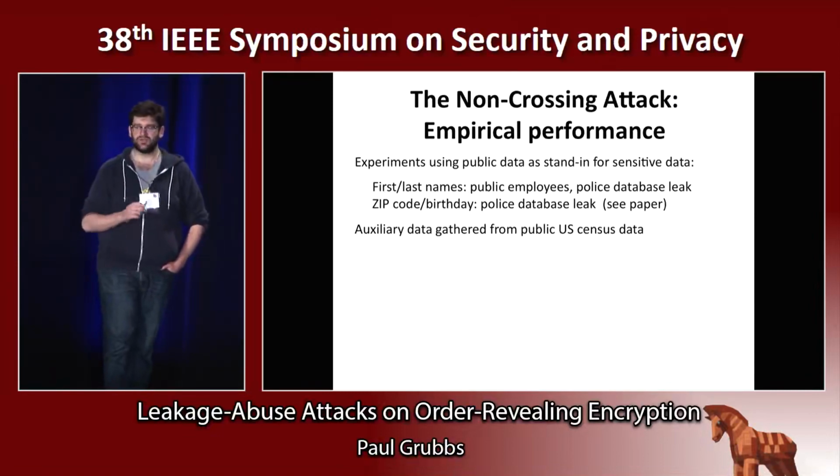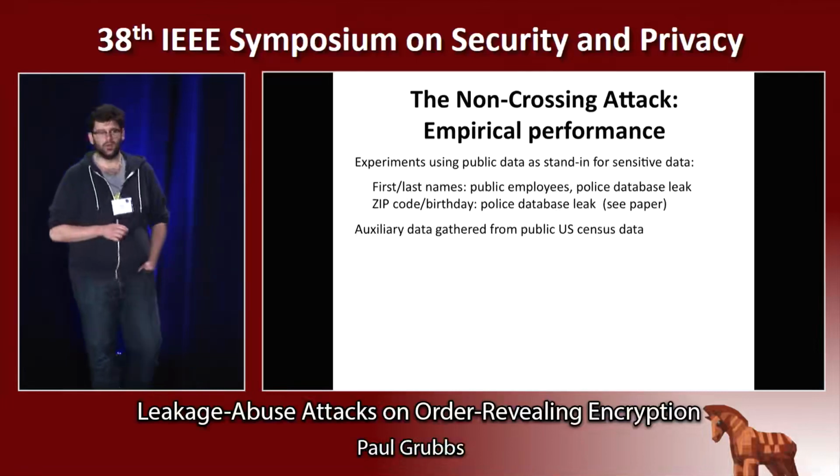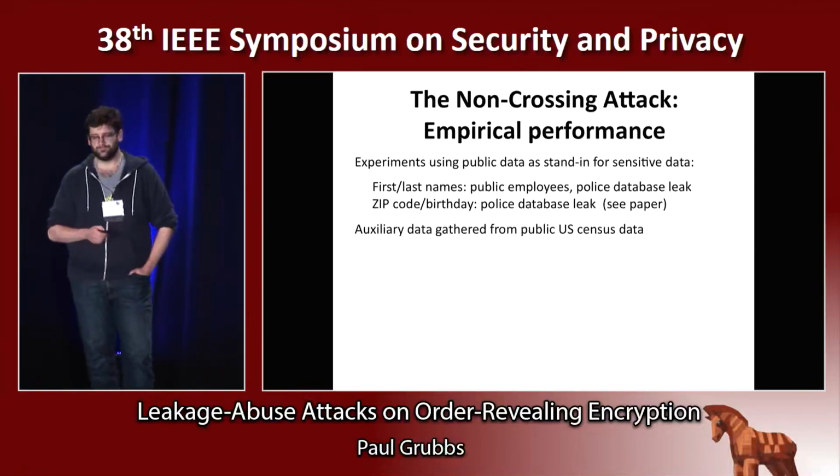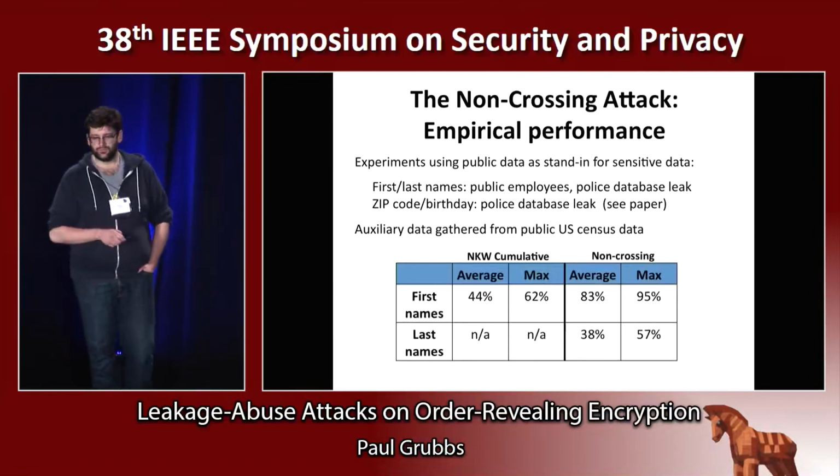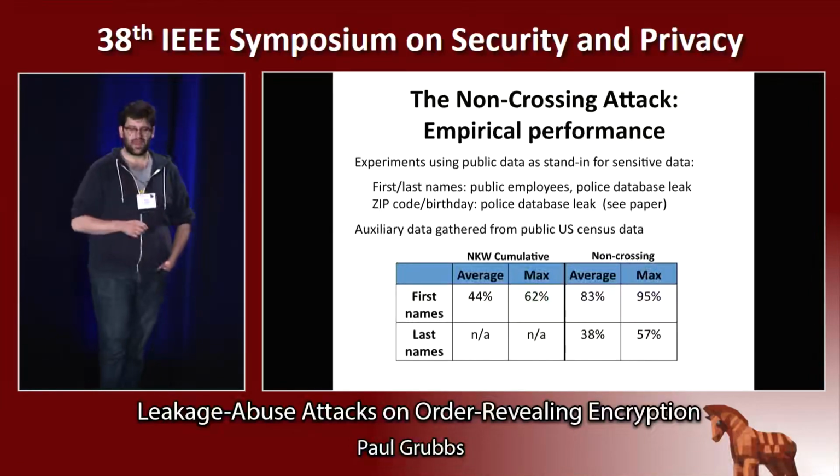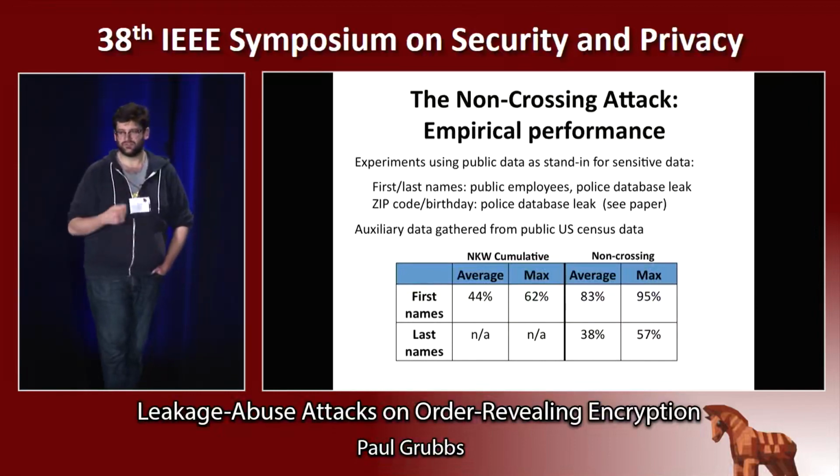And for the auxiliary data in these attacks, we used public US Census data. So the NKW cumulative attack recovers about 44% of first names on average. Our non-crossing attack recovers almost twice as much, 83% on average.